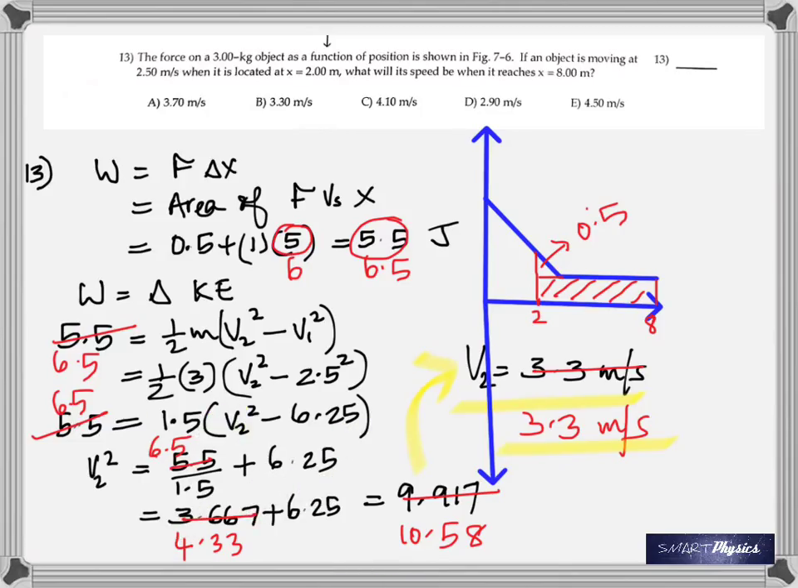When you calculate, you get 10.58, which is not in meter per second, oh, you have to take the square root of that. When you take the square root of that, you get 3.3 meter per second. Yeah, so that's the answer, because it's v squared there. Take the square root of this, you get 3.3 meter per second.